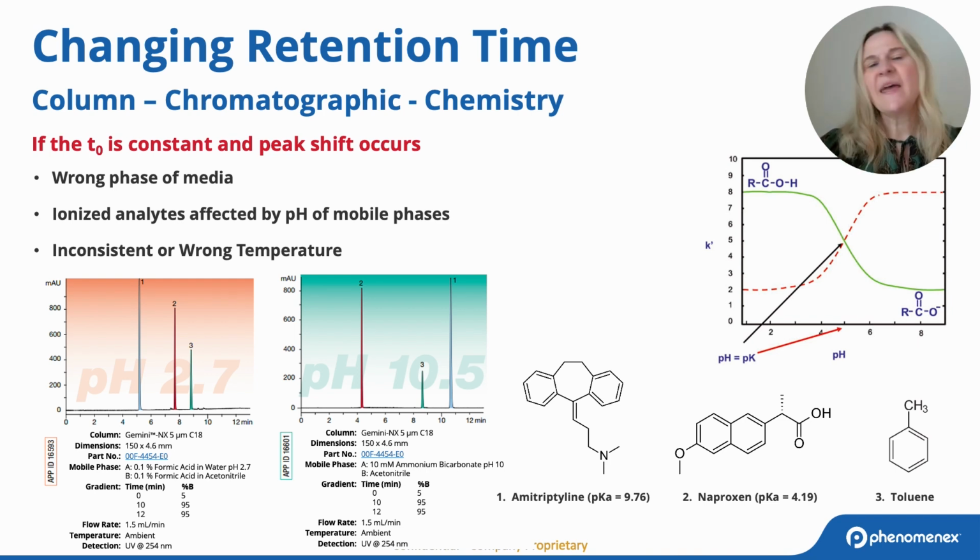And this could be anywhere from a solvent that's old or a solvent that has volatile components that are evaporating off. It could also be something with the temperature. If the temperature is changing, it causes the interactions in the column to change as well.